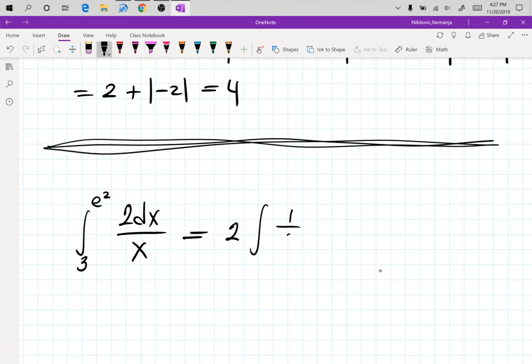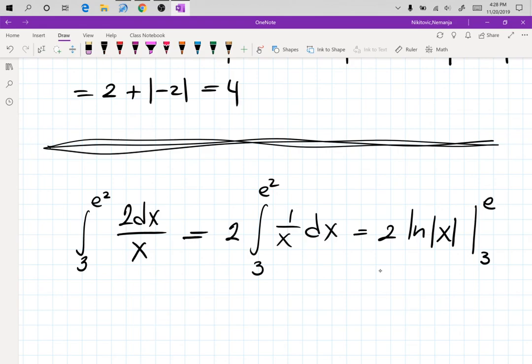From 3 to e squared. What is the integral of 1 over x? ln x. No. It's ln absolute value. Yes, absolute value. Good. So 2 ln absolute value of x. And then instead of plus c, we put 3 and e squared. And then we have 2 times ln of e squared minus ln 3. Now note that I lost absolute values because e squared is positive, and 3 is positive, so I don't need absolute values.